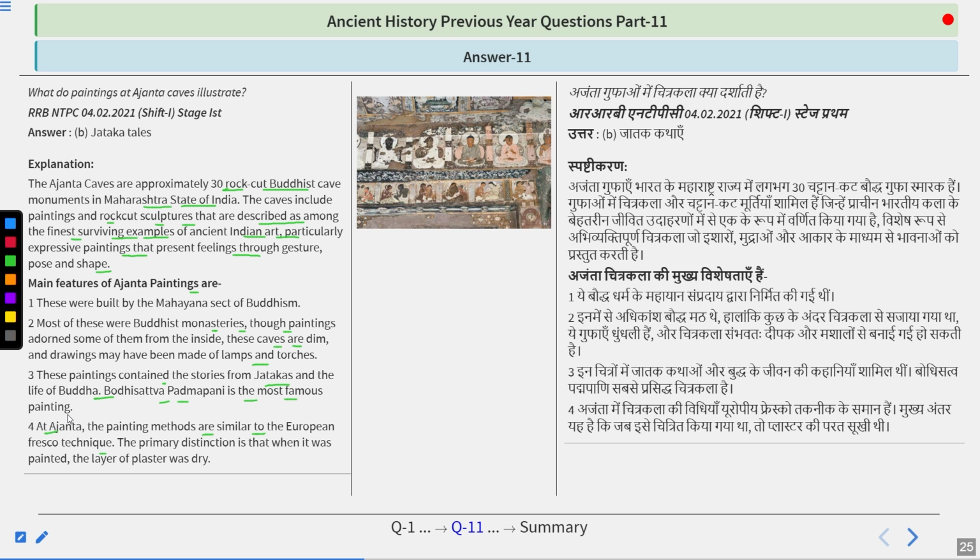What is fresco painting? Basically the blocks are pushed into the walls and then the particular paintings are imprinted. At Ajanta, the painting method is similar to the European fresco technique. The primary distinction is that when it was painted, the layer of plaster was dry. So do remember that Ajanta caves are related to Jatak tales.